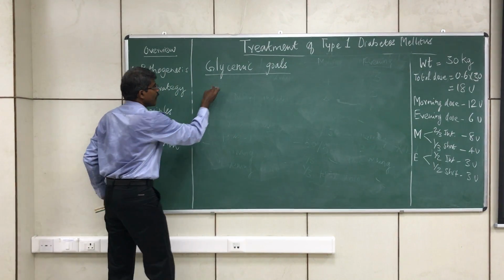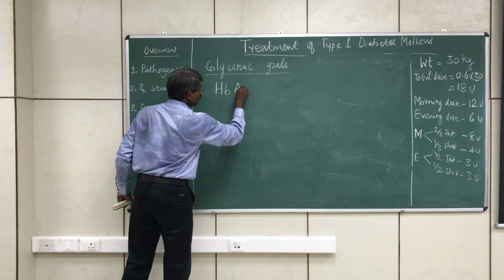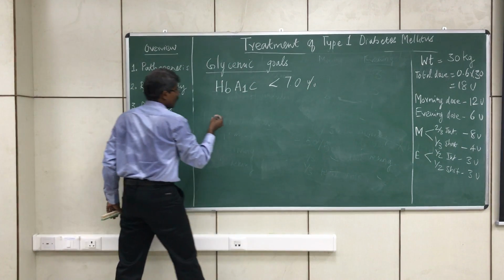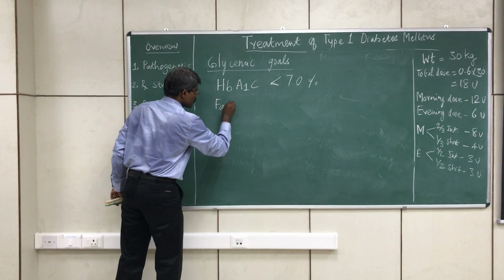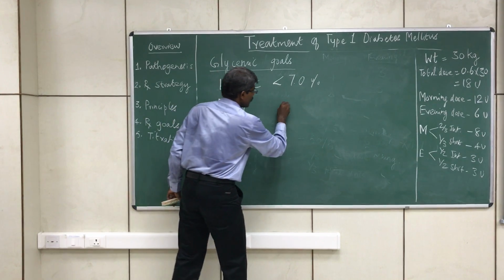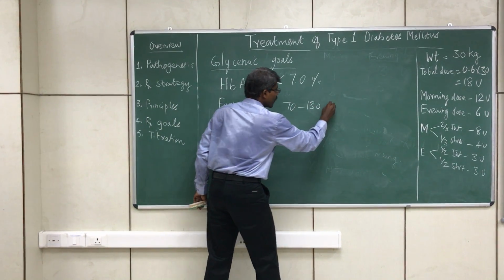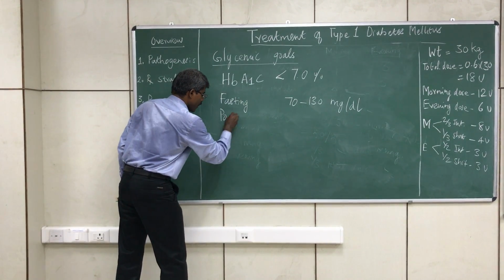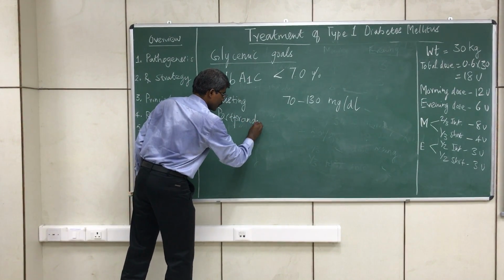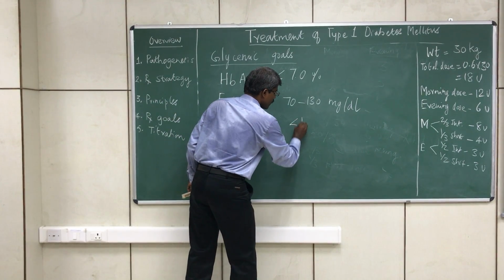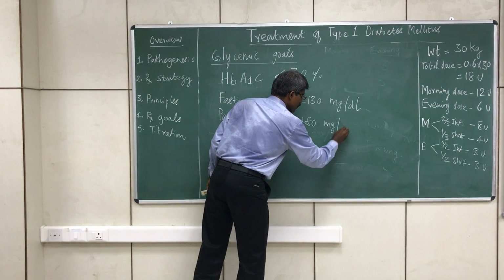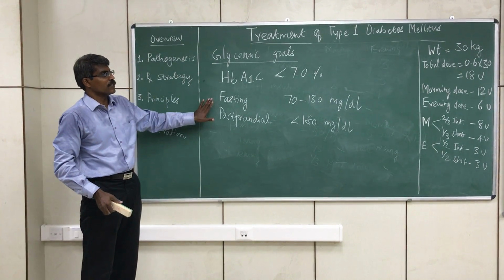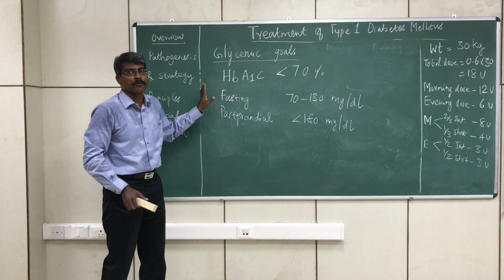There are 3 goals as far as glycemic goals go. Hemoglobin A1C less than 7%, the first goal. Then fasting blood glucose should be 70 to 130 milligrams per deciliter, and 2-hour postprandial should be less than 180 milligrams per deciliter. So these are the 3 treatment goals, or the glycemic goals, which need to be achieved. This is the same for type 1 as well as type 2.